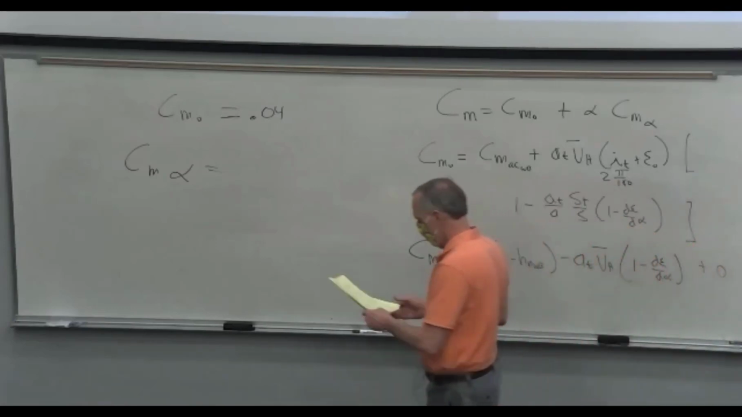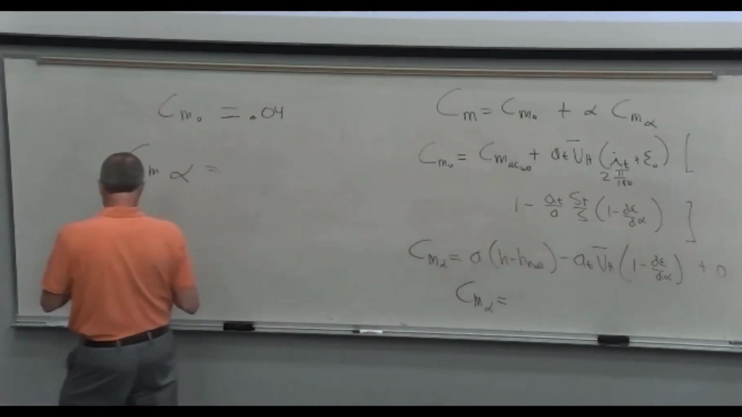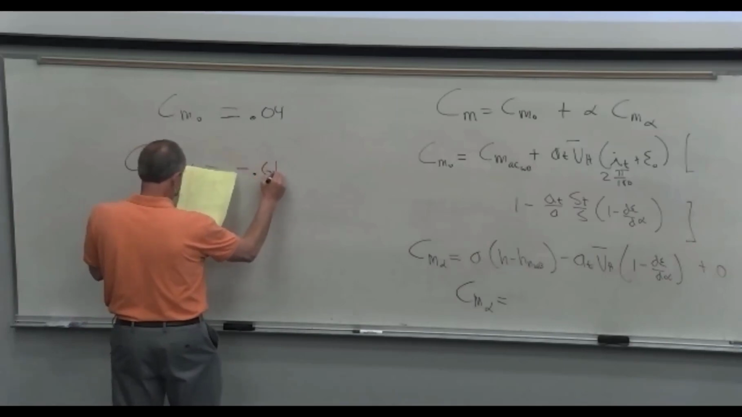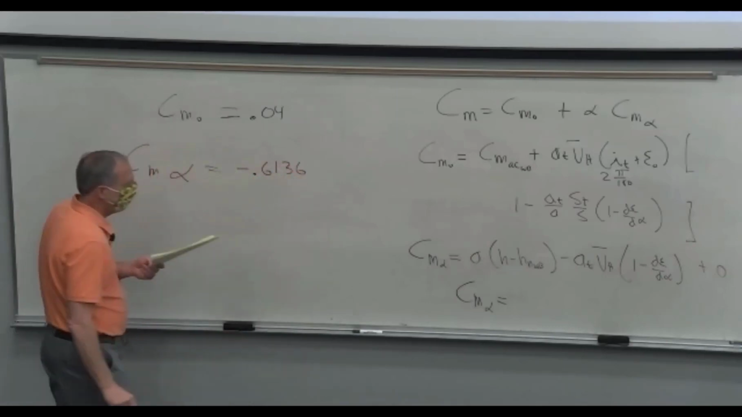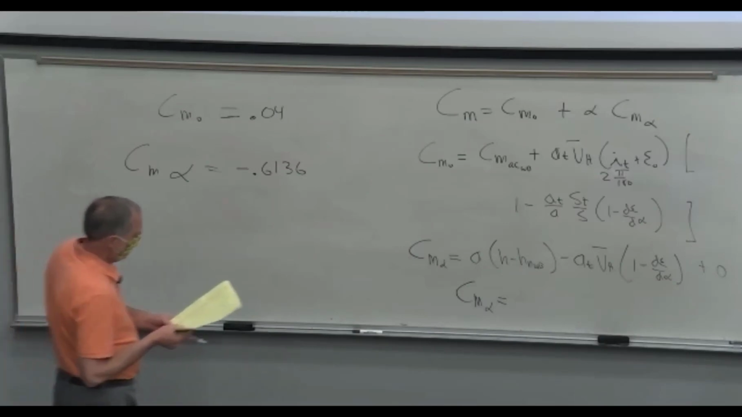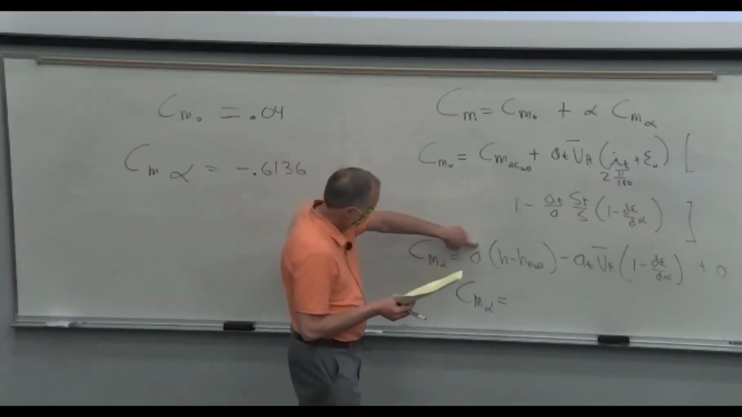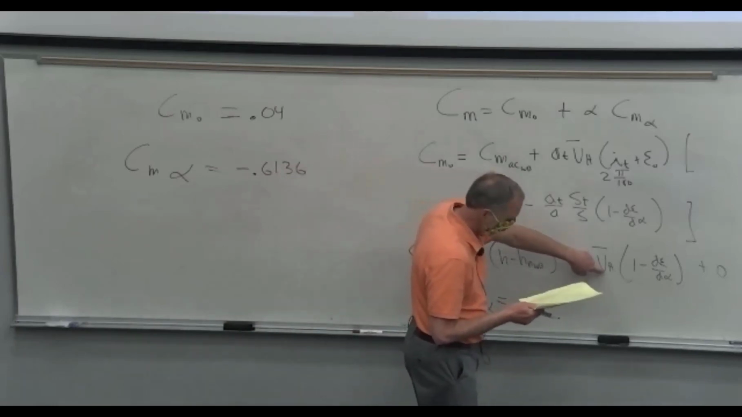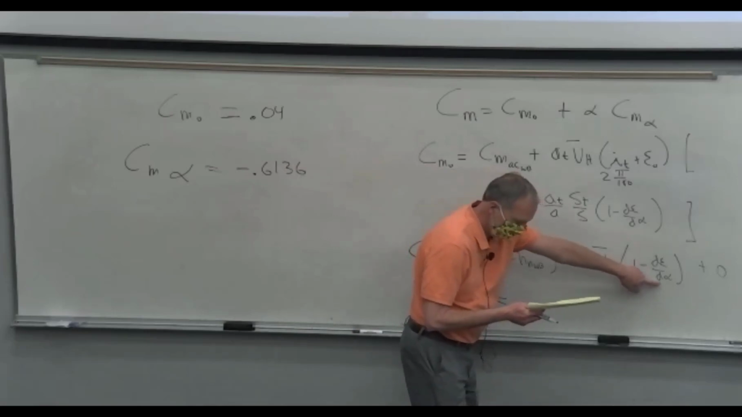Now how about Cm alpha? I'm getting 3.6. Did you guys get that far? 4.42 for a, 0.39, 0.25, 3.5, 0.503, 1 minus 0.3.